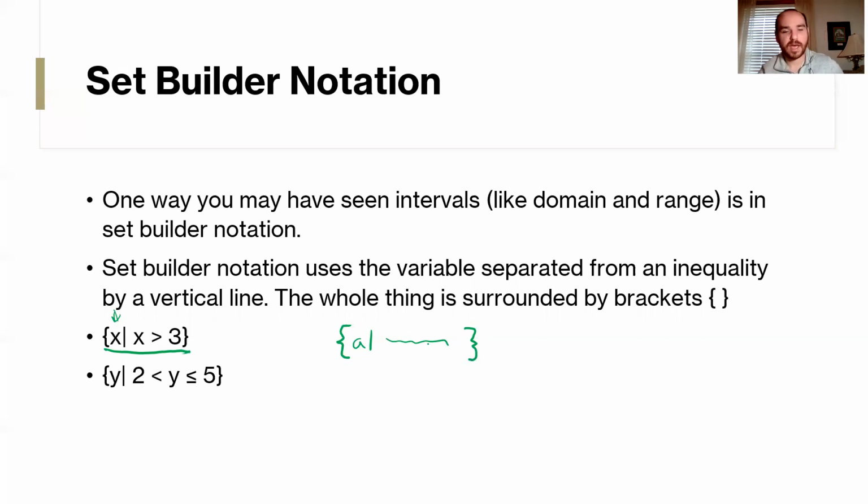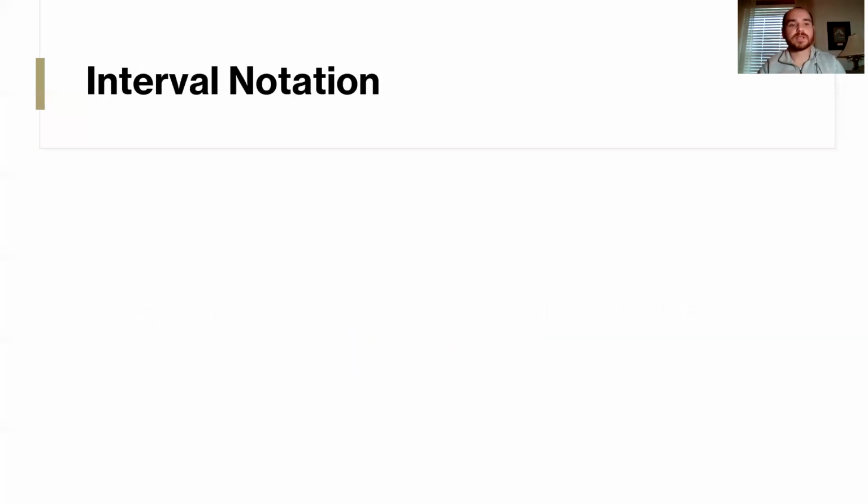So if the book asks for one of your answers in set builder notation, you're going to want to write it like this. And the variable you use here is just whatever variable is going to be in the middle of your inequality. So hopefully that's not too complicated. It's basically just writing an inequality instead of interval notation, which is what we're going to talk about now.